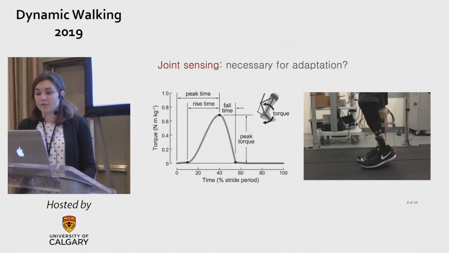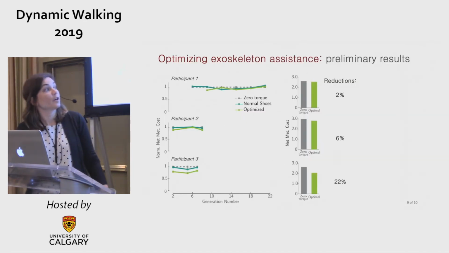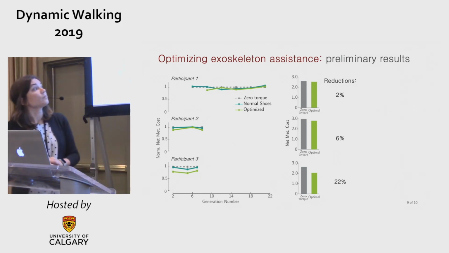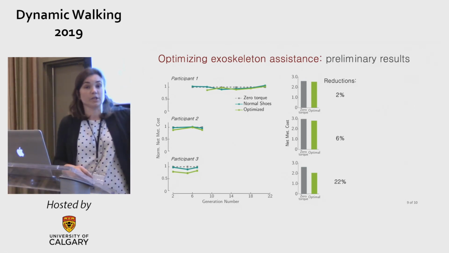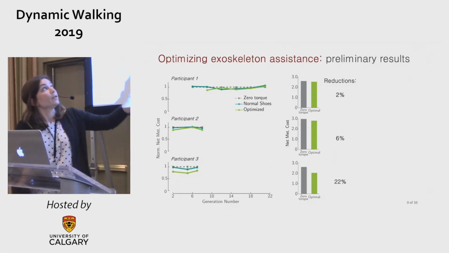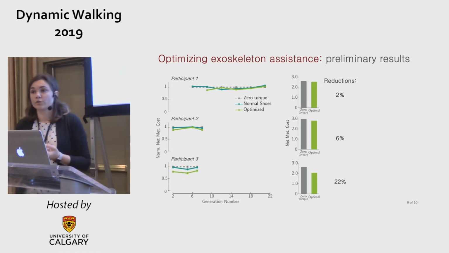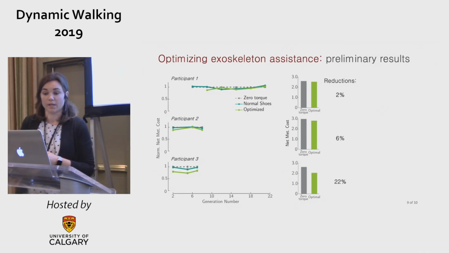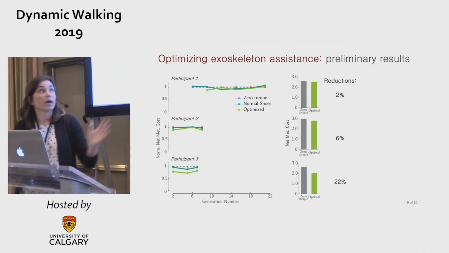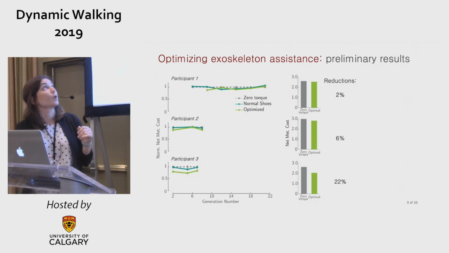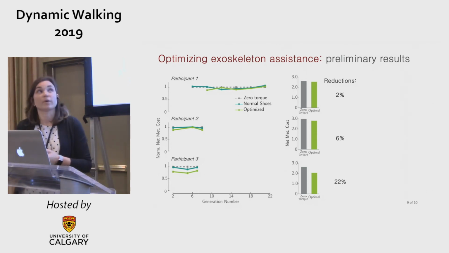And I have some preliminary results. Over here, these are our participants with amputation, and over here I'm showing the generation number. Each generation has about 8 control laws that people are trying, so it's about 20 minutes long. The conditions are 0 torque, when the device is on the individual but not providing any assistance; optimized, so after a certain number of generations, how the optimized parameters performed; and then normal shoes for comparison.